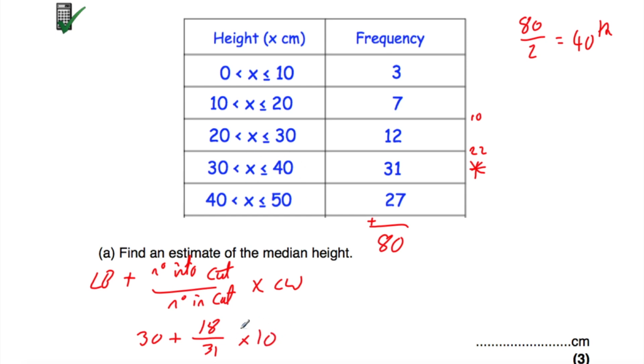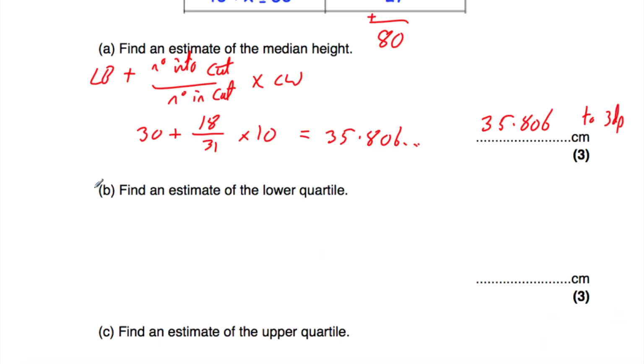So we're just going to type this into our calculator. We're going to do 30 plus, and then our fraction button, 18 over 31 times 10, and that would be equal to 35.806 and so on. I'm going to round it to 3 decimal places. So that'll be 35.806 centimeters to 3 decimal places. And that's it. Okay, now part B.